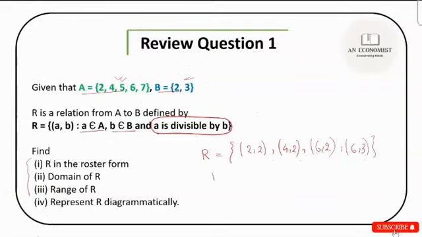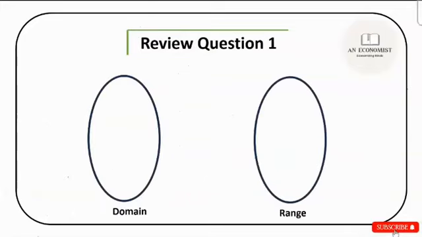Now what will be the domain of R? Domain will have 2, 4, 6. 6 is repeated twice, we will take a single element. And what will be the range? Range will have 2 and then 3. Right? So these three questions are done. Then we need to represent R diagrammatically. So let's see how we can do this.